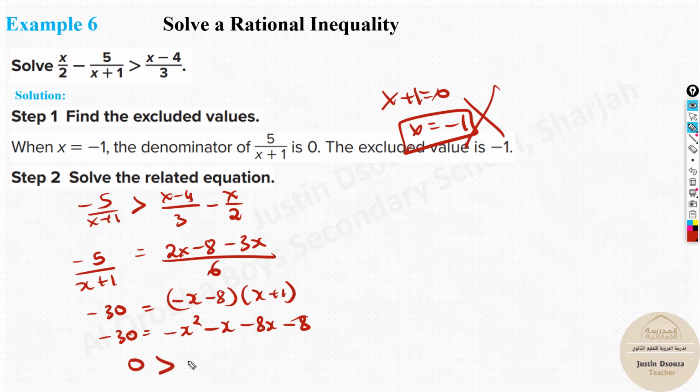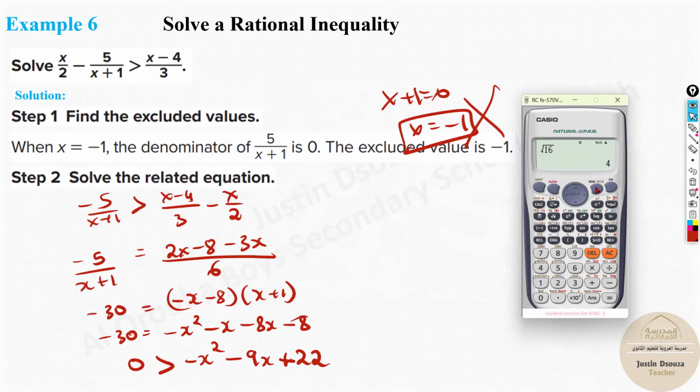So let me take this to the other side. So it'll be 0 greater than minus x squared minus 9x plus 22. So this is the answer. Now, how do we solve this? Obviously by calculator, mod 3. So just use this mod 3, and here we have minus 1, minus 9 and 22. The answer is 2 and negative 11.